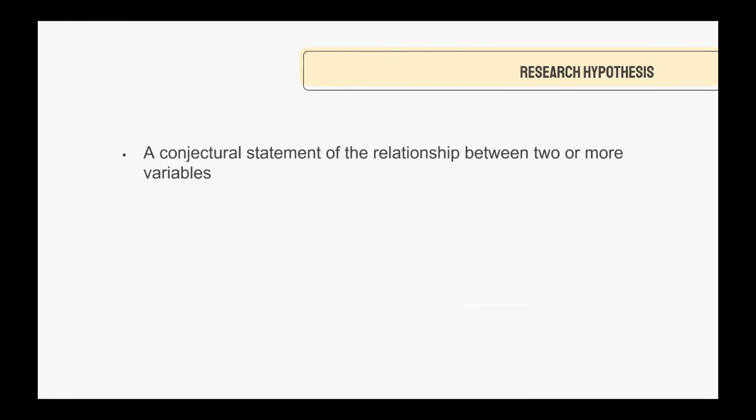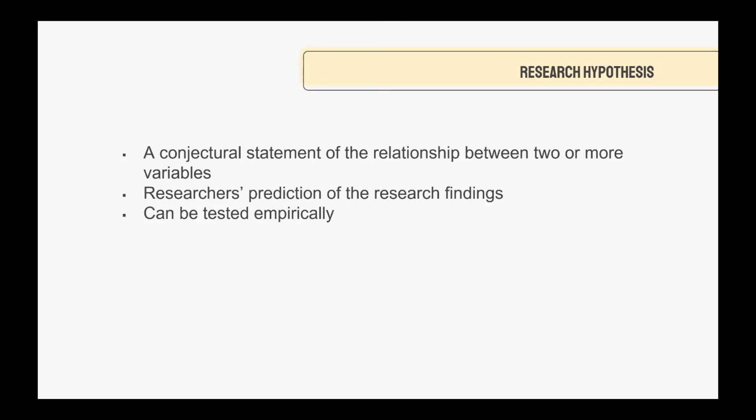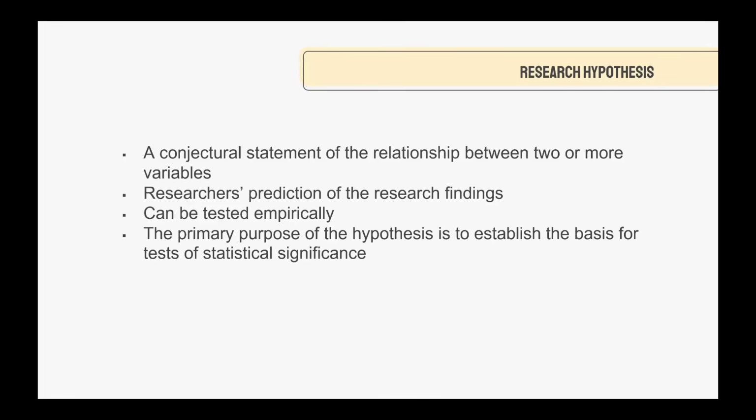For research hypothesis, this is a conjectural statement of the relationship between two or more variables. So it is the researcher's prediction of the research findings. It can be tested empirically and is the primary purpose of the hypothesis. So the primary purpose of the hypothesis is to establish the basis for tests of statistical significance.